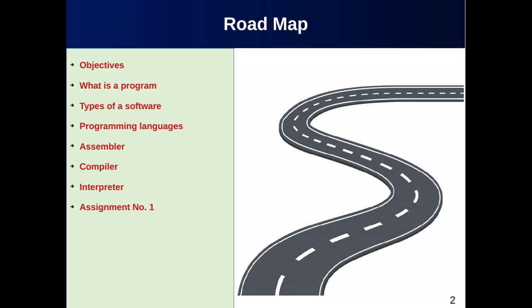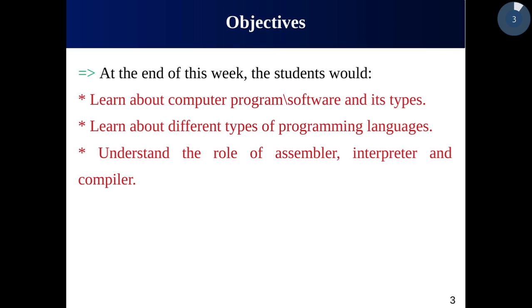So starting with the objectives, at the end of this week, I expect that the student would be able to learn the basics about computer program and software and their different types. The students will also be able to learn about different types of programming languages, and finally the students will be able to understand the role of assembler, interpreter, and compiler.